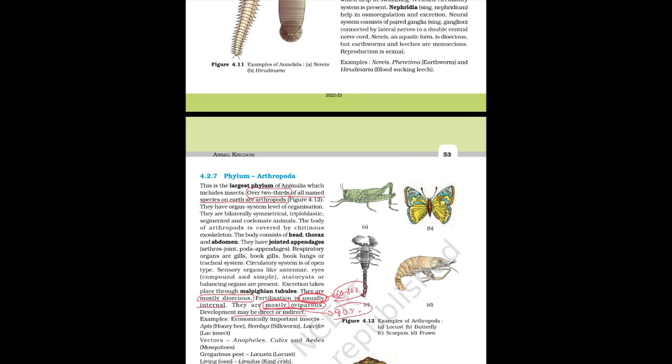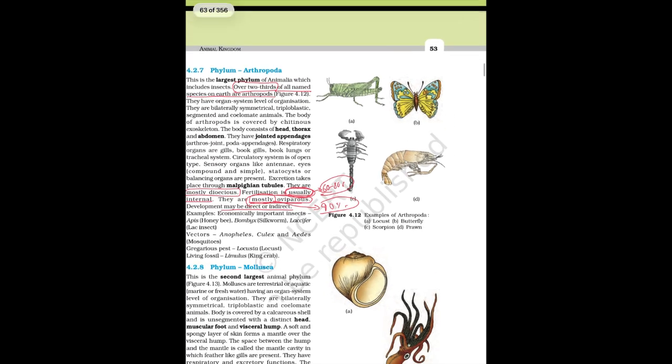So if I am asking about Arthropoda, they are usually internal fertilization, usually. So that means 60 to 80%, important point. But they are mostly oviparous, meaning out of 10, 9 of them lay eggs, oviparous. Now again, they may be direct, indirect. Again, it is not that important. Maybe direct, maybe indirect. You can leave it out.